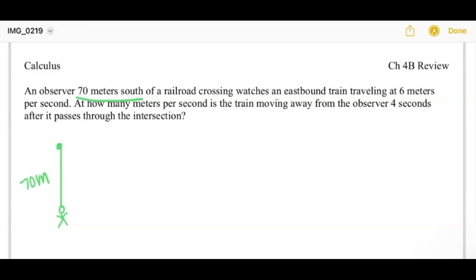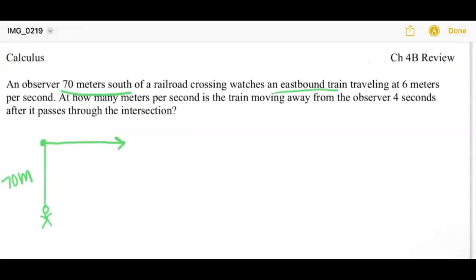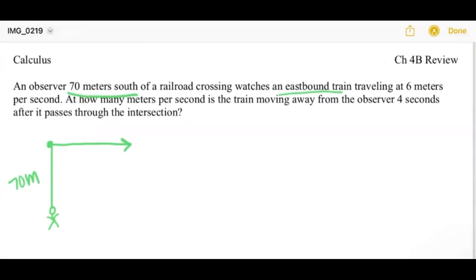The train is going eastbound, so never eat soggy waffles. East is to the right. I don't know if you guys still do that, but I for sure do. Traveling at 6 meters per second. So, oops, sorry. There we go.